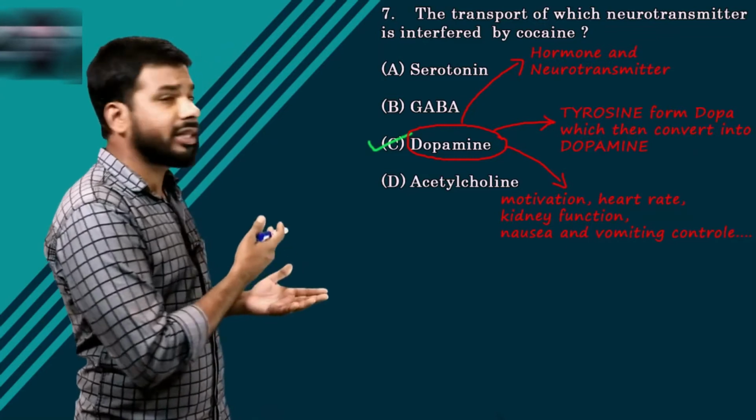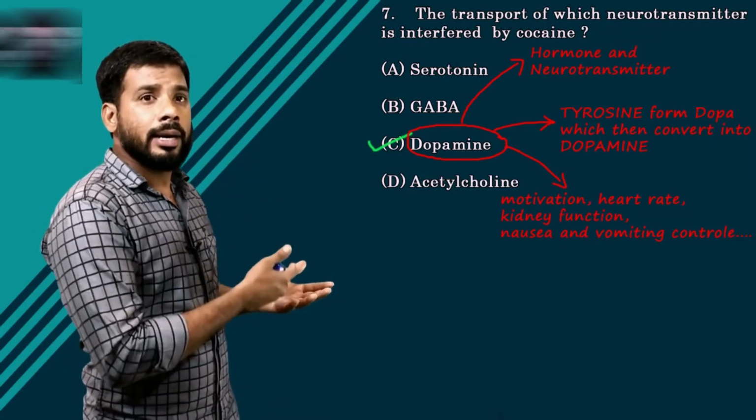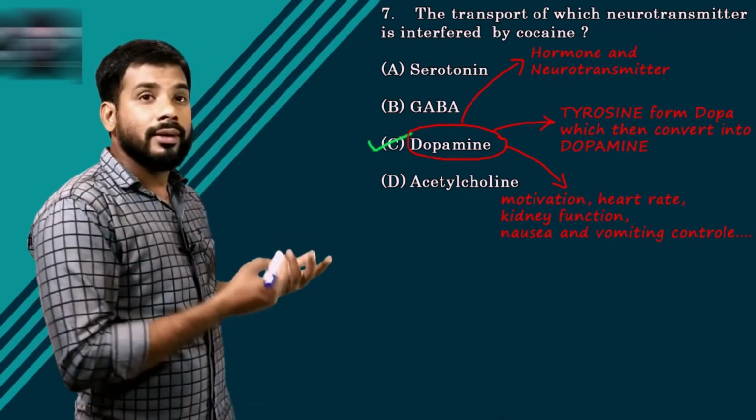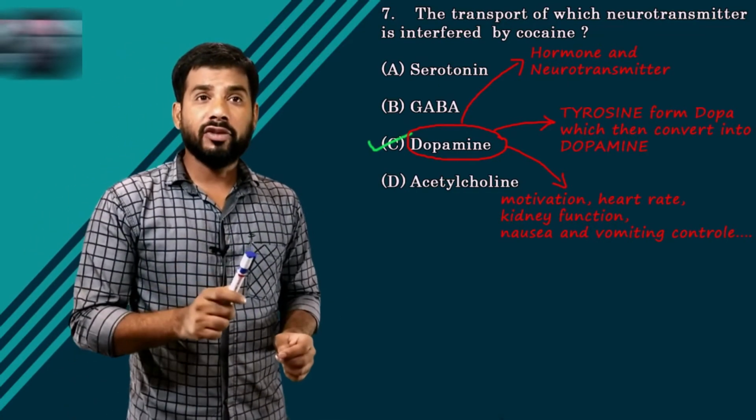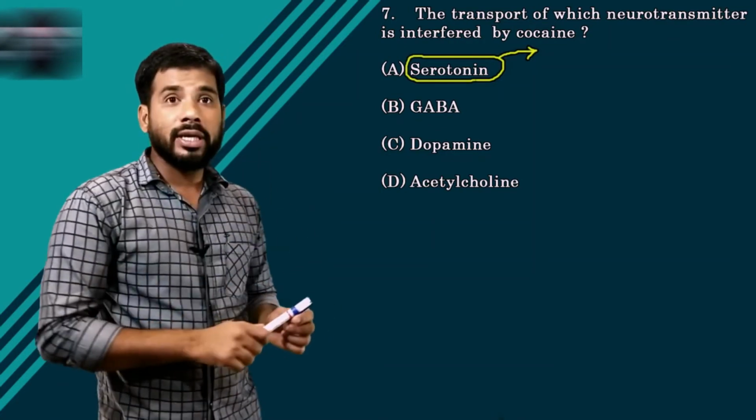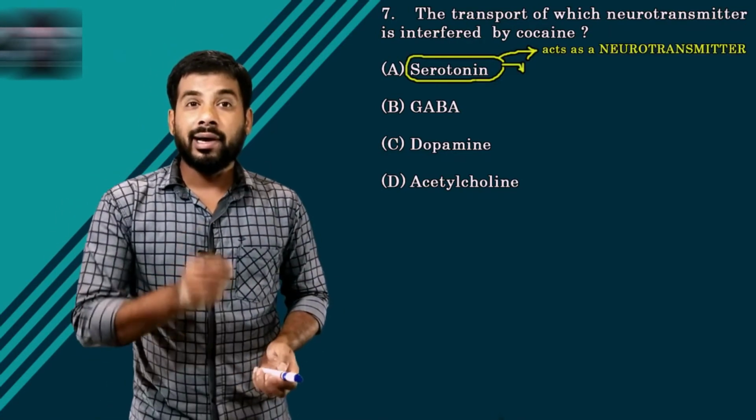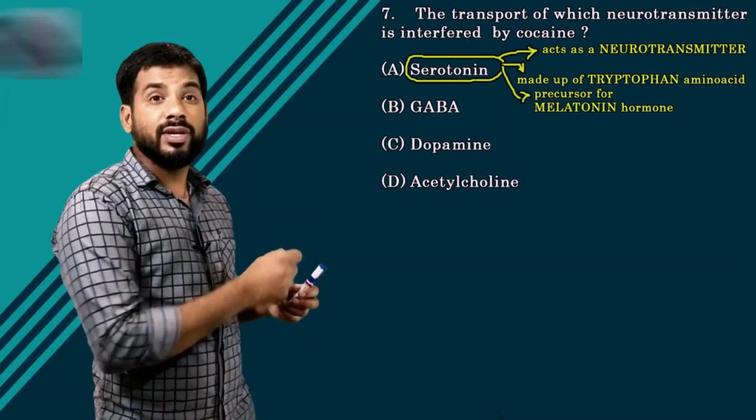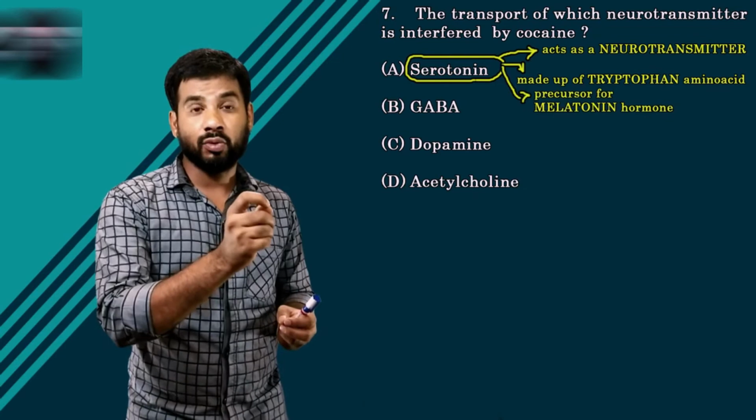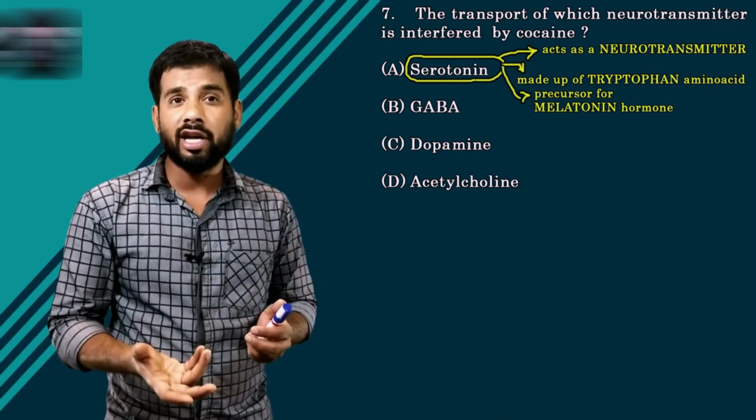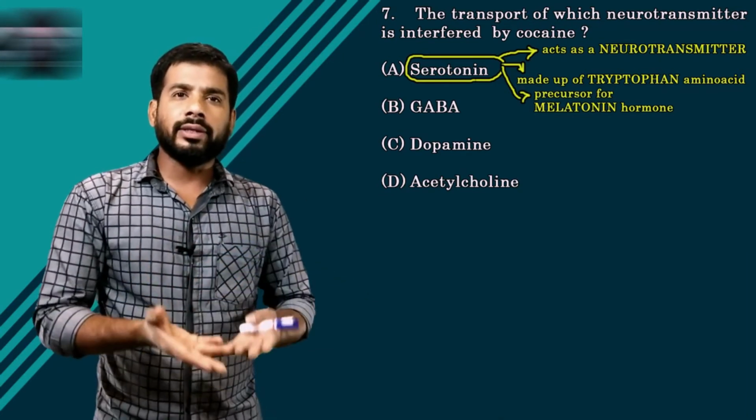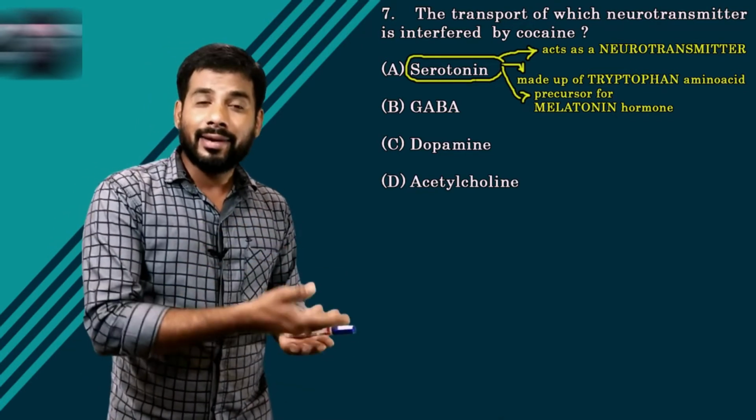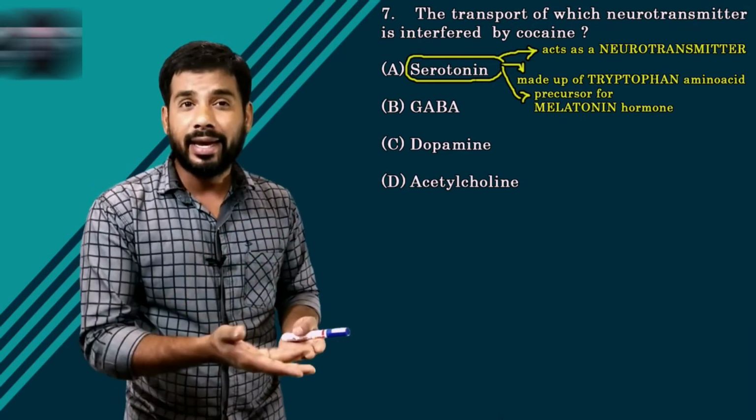Then what about the other three options? Serotonin, GABA, acetylcholine. Remember, the remaining three are also neurotransmitters. First of all, take serotonin. As I said, it acts as a neurotransmitter, and it is mainly made from the amino acid tryptophan. It is the precursor of the hormone melatonin, that means it helps in the synthesis of melatonin. So indirectly, it helps in the maintenance of the 24-hour biological clock as well as the sleep-wake cycle, right?